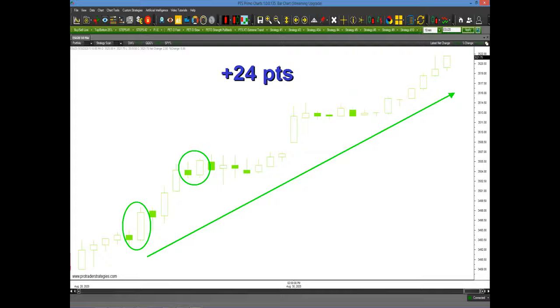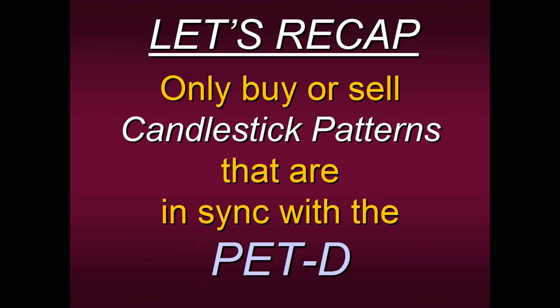It's that simple. So let's recap before we go into the question and answer portion. I'll tell you about a great offer I have for all of you today. Remember, only buy or sell any candle pattern that is in sync with the PET D. You will have a higher level of consistency. If there's one thing I leave you with today, if there's one thing I teach you, do not use candles in the traditional sense. You will not have that high level of consistency. Okay? Don't try to use them as reversal patterns. Trade them in sync with the trend.